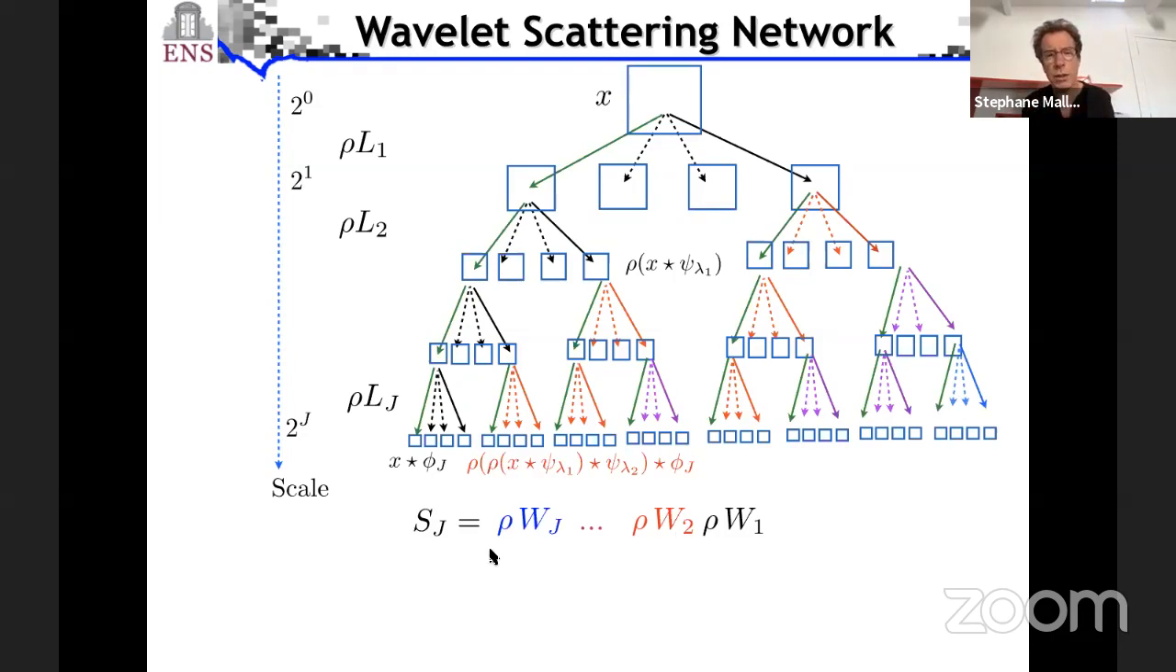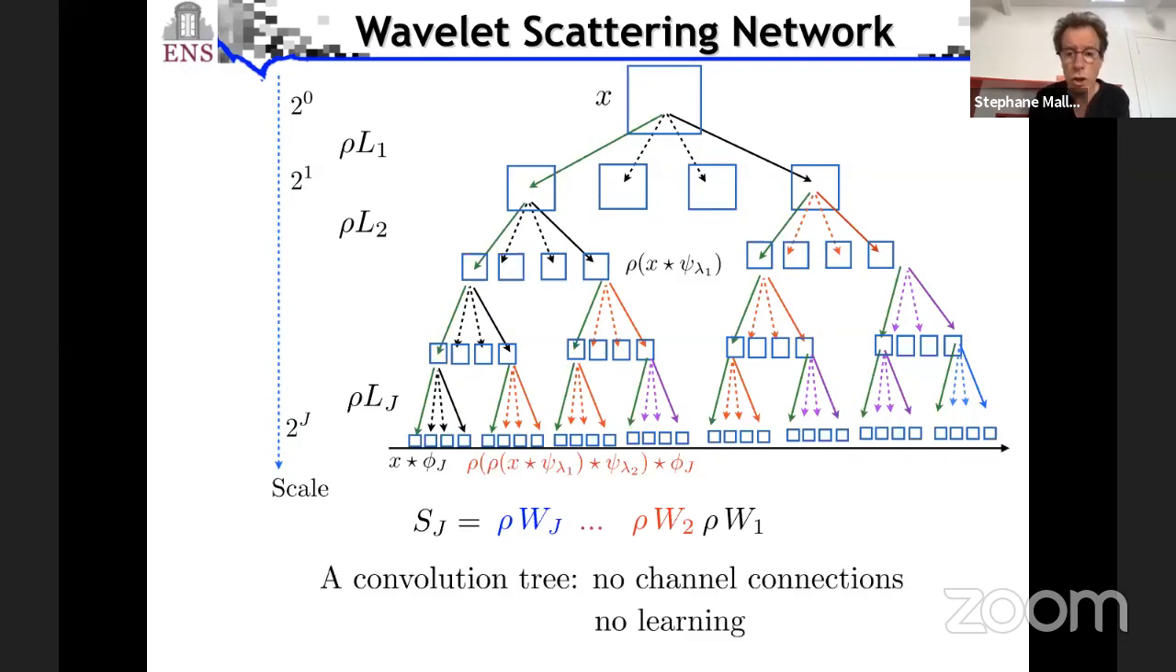So this is a kind of very simple network where you don't learn anything. You just impose that all filters are wavelets, and there is no connection, no learning across the different channels. Here you have the different channel at one leg.